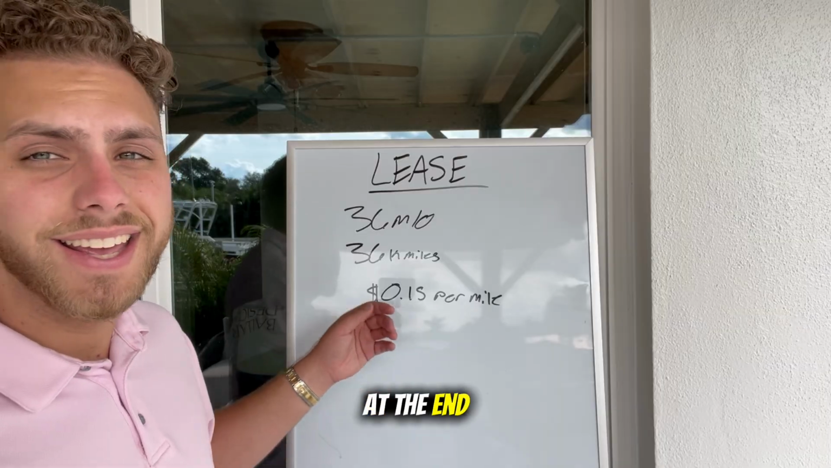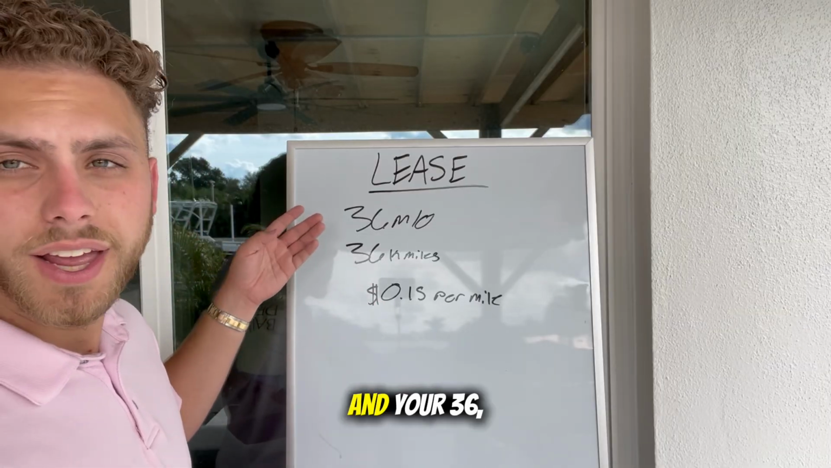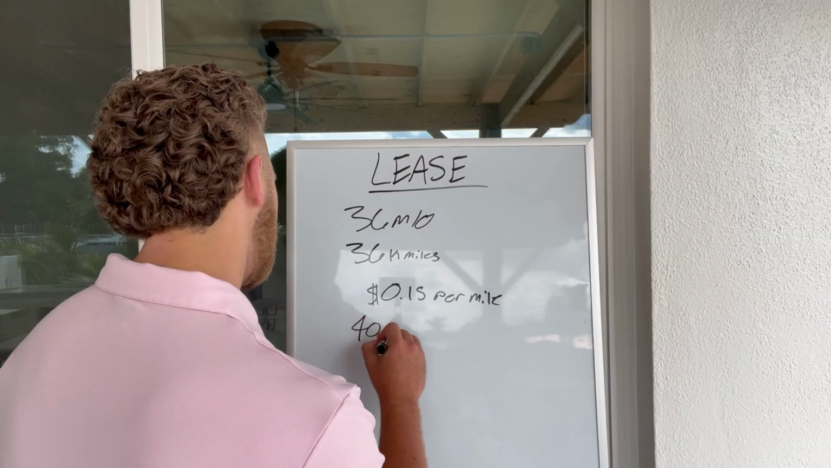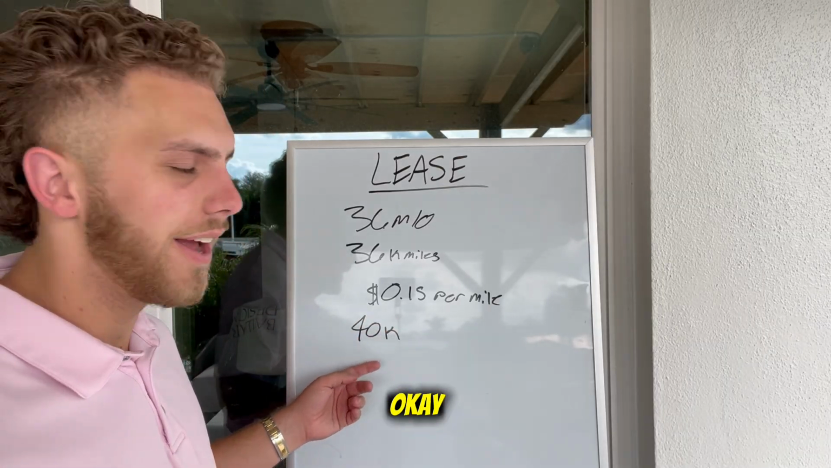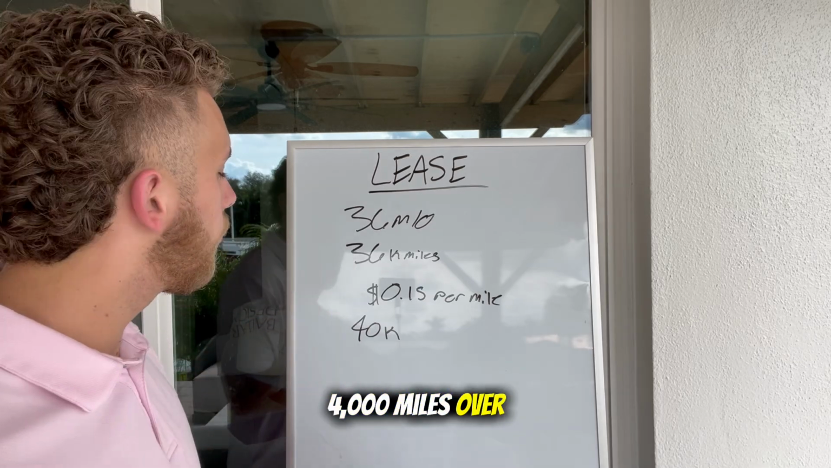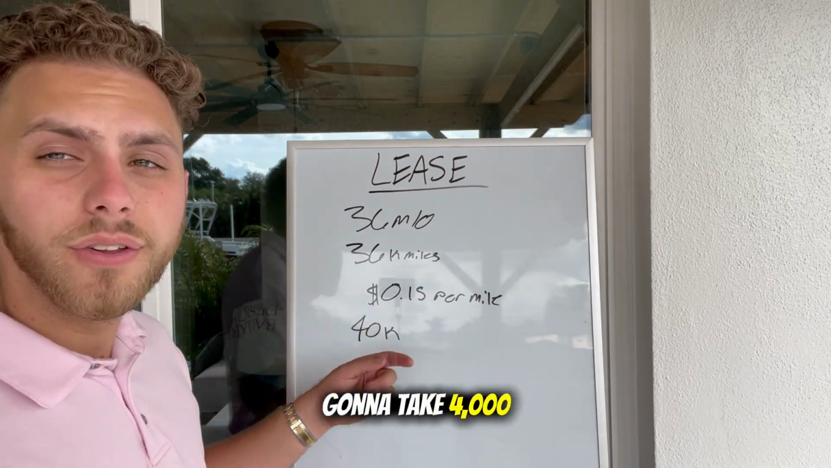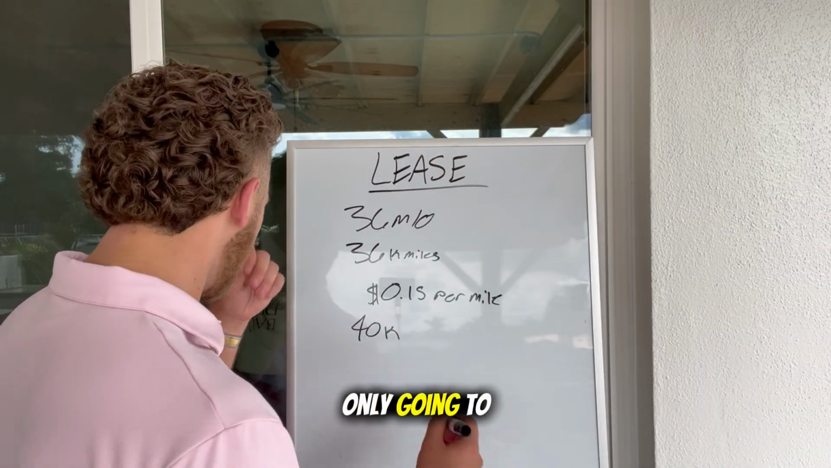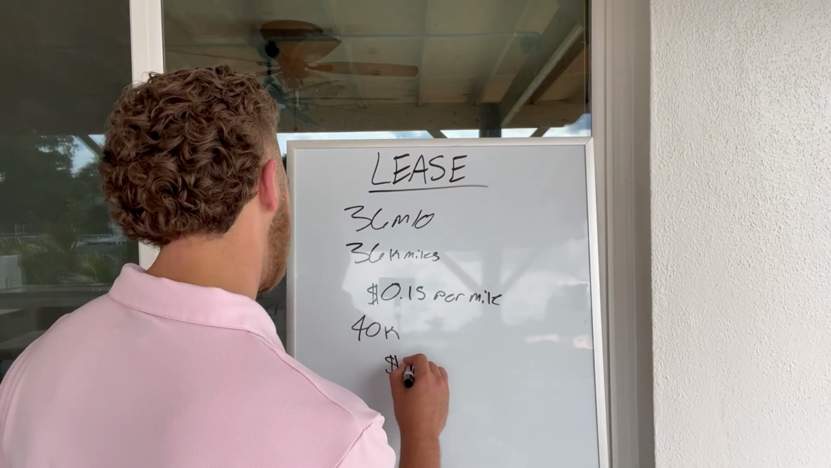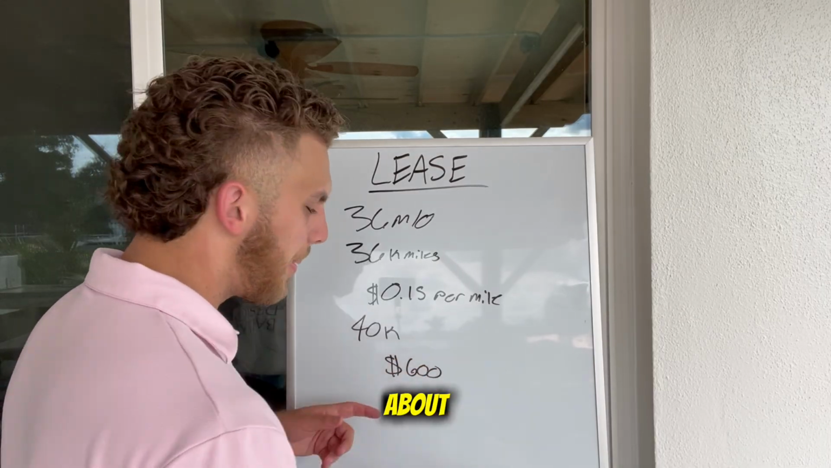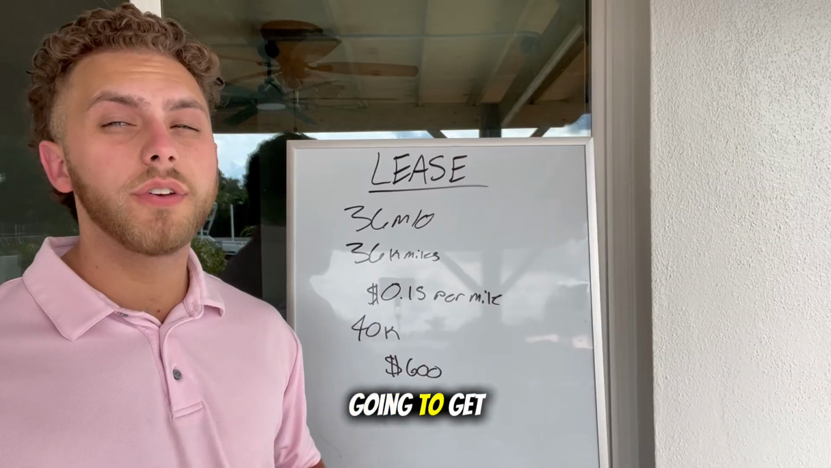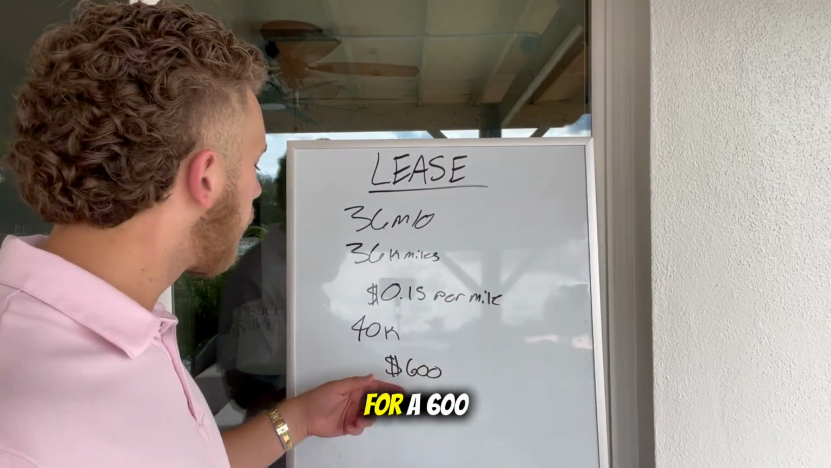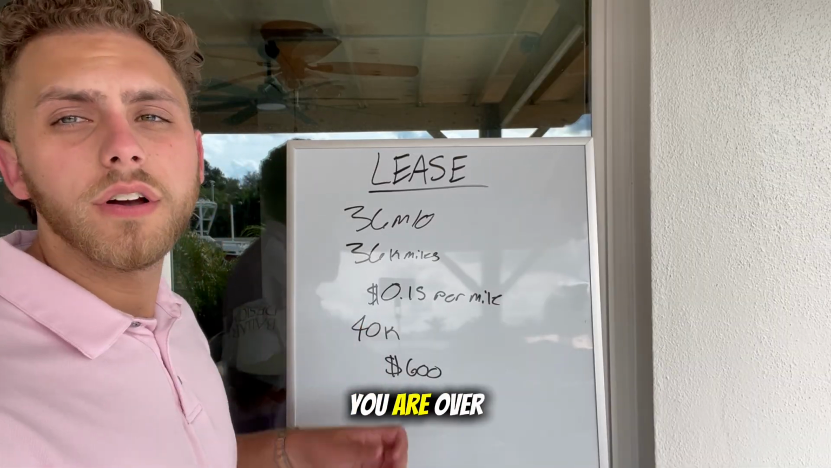So let's say at the end of the 36 months and your 36,000 miles, you actually have 40,000 miles, okay? So you're about 4,000 miles over. Very simple. You're going to take 4,000, multiply it by 15 cents, which means that you are going to pay about $600, okay? So you're going to get a bill from Toyota, Nissan, Cadillac, whoever it is, for a $600 bill because you are over mileage.